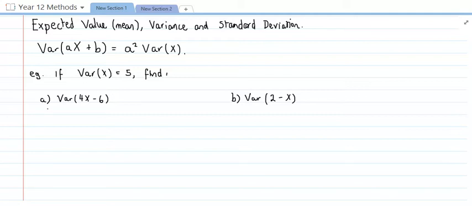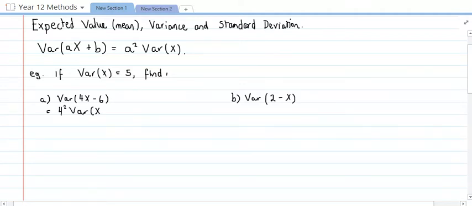So what I'm going to do here is I'm going to write that that's equal to, now a is the number in front of x here, so it's going to be 4 squared times the variance of x, which we know from the question, which is 5. So that is 16 times 5, which is just 80.